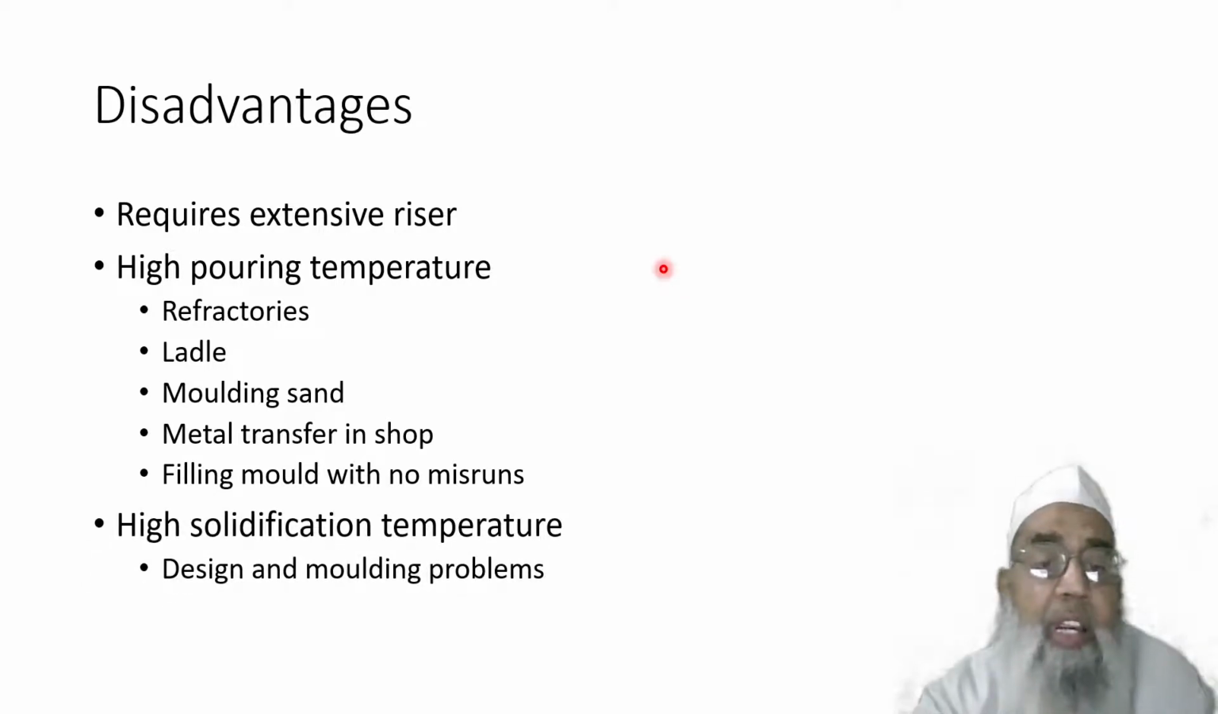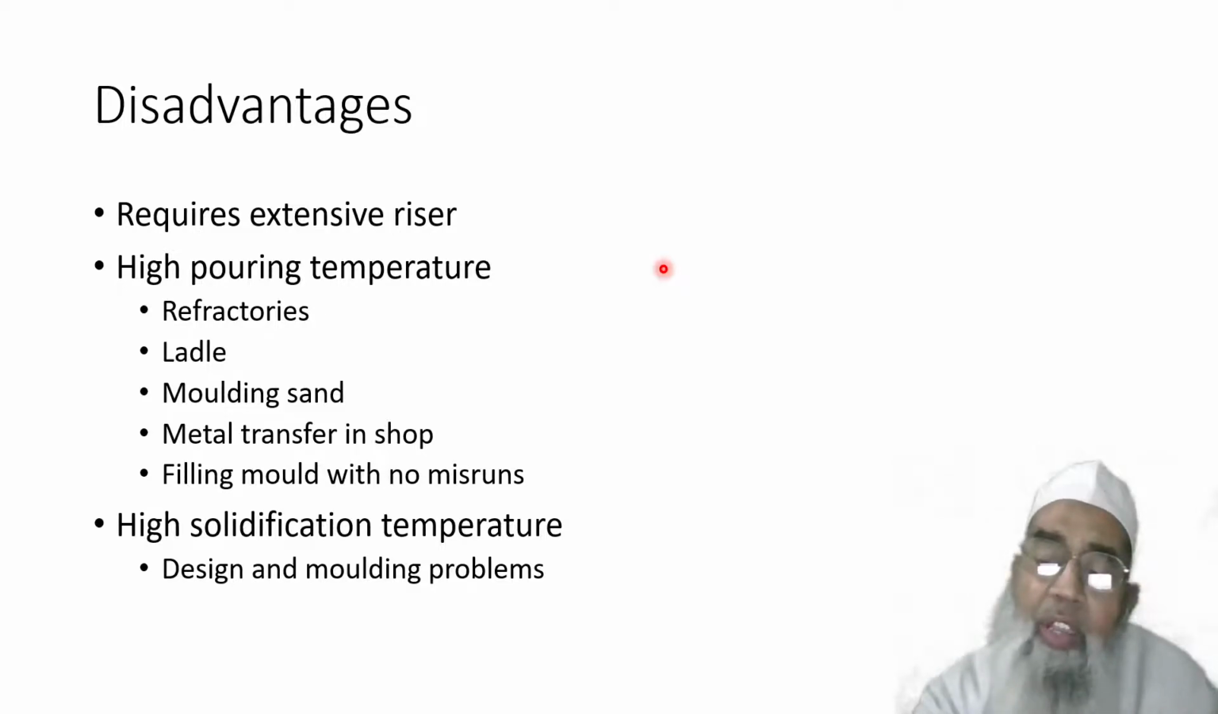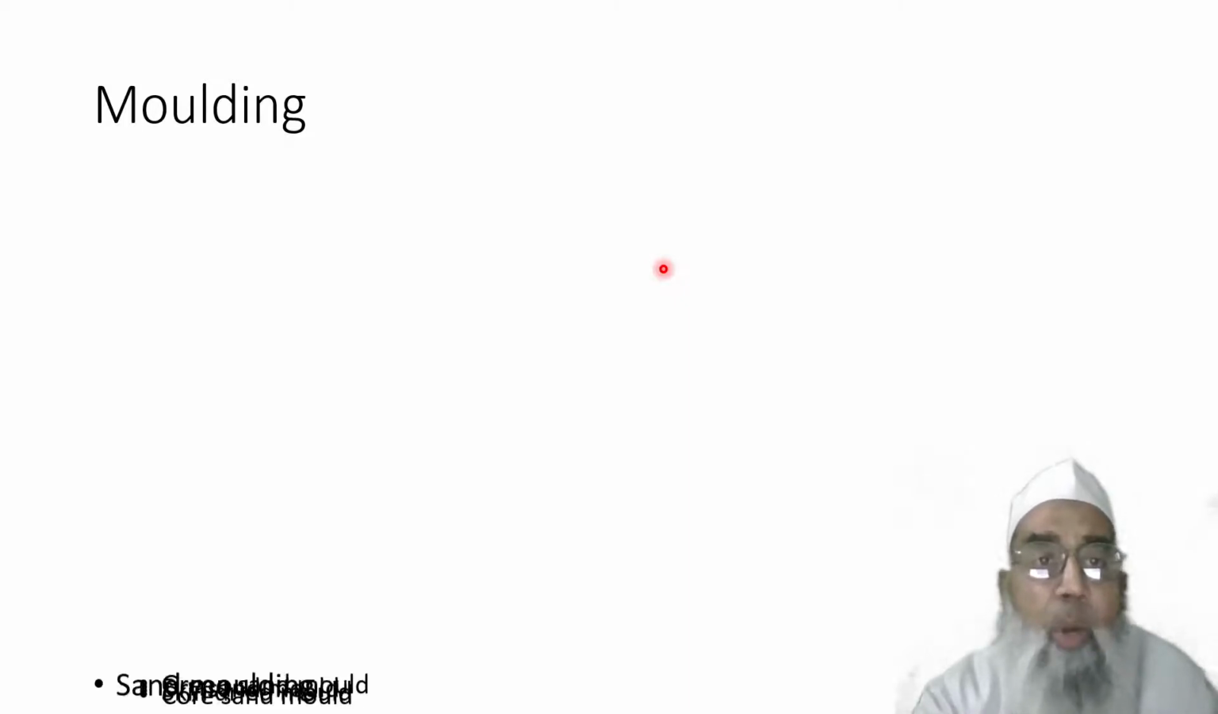Moreover, high solidification temperature gives problems in designing and molding. As we have seen, all these problems have to be incorporated while casting. Therefore, one of the major things is the molding.